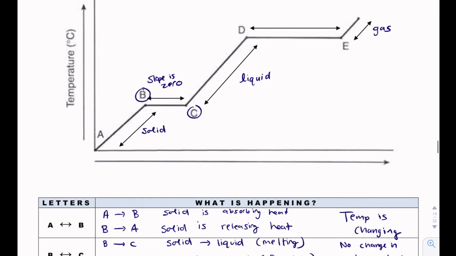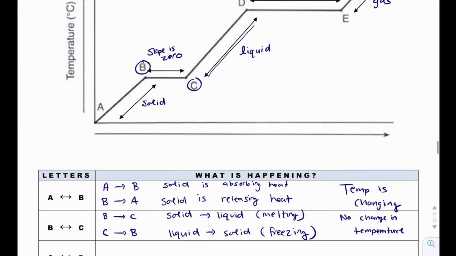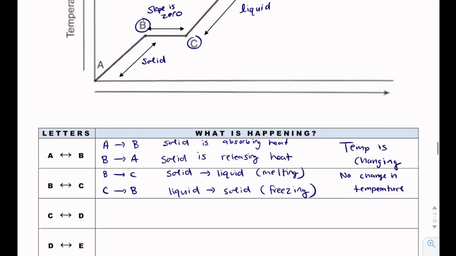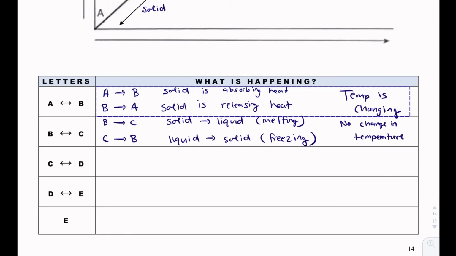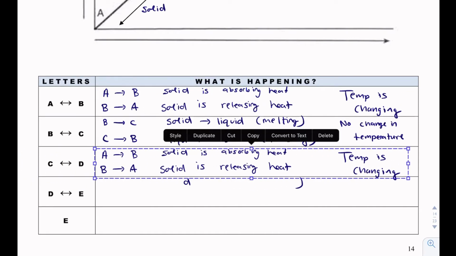Now, from C to D, we're now here. We are either heating our liquid or cooling our liquid. So I'm just going to copy this. Actually, I'm going to copy the whole box because the same thing is happening. We just got to change the letters in the state of matter.